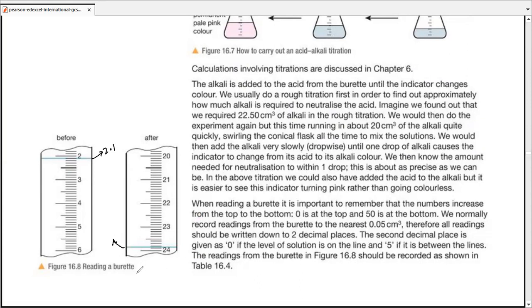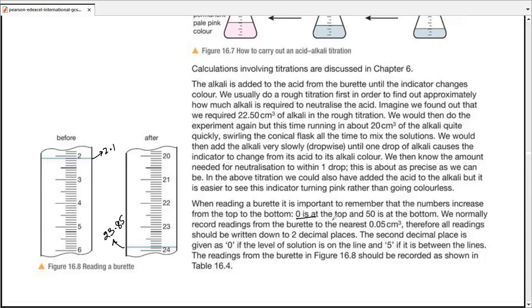What about this one? 2.1. That would be 23.85. Very good, 23.85. So that's how we are supposed to work at it.